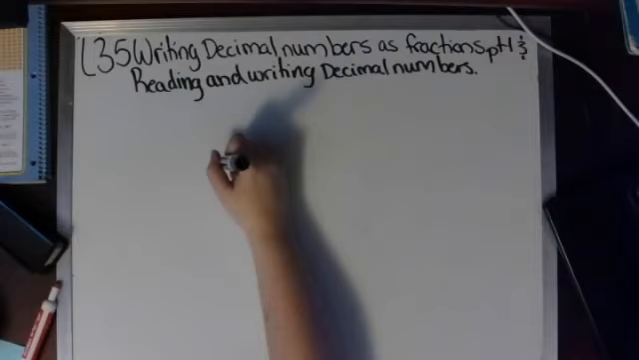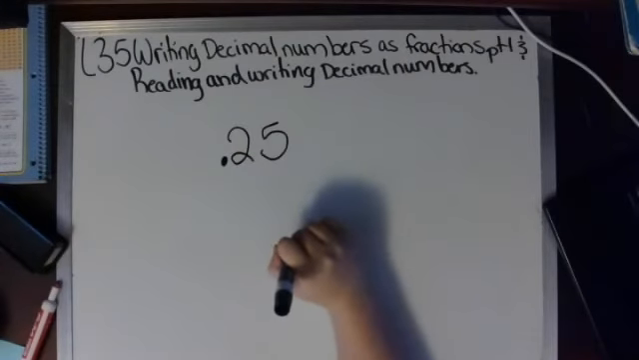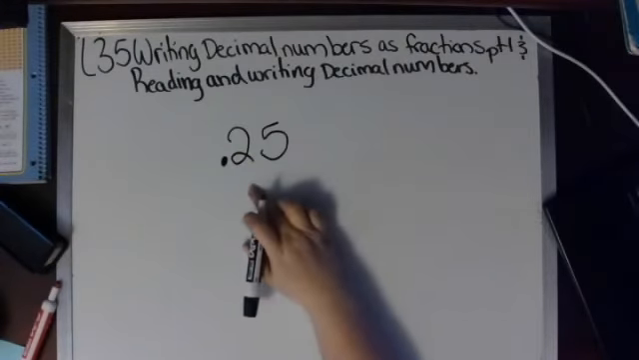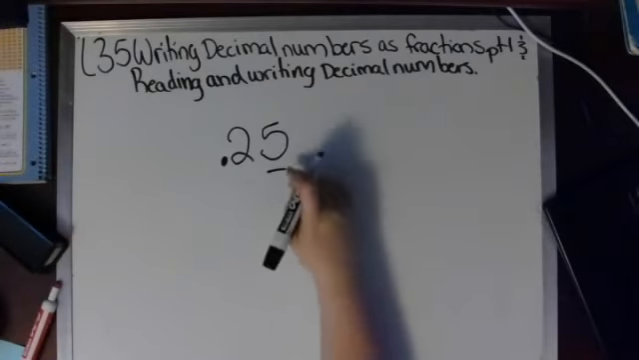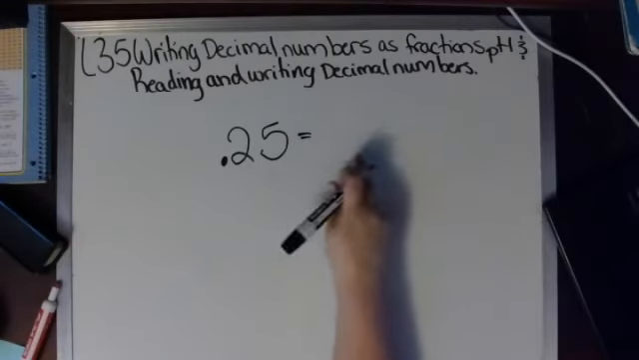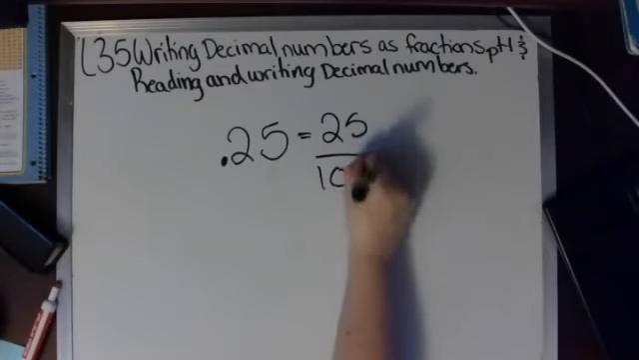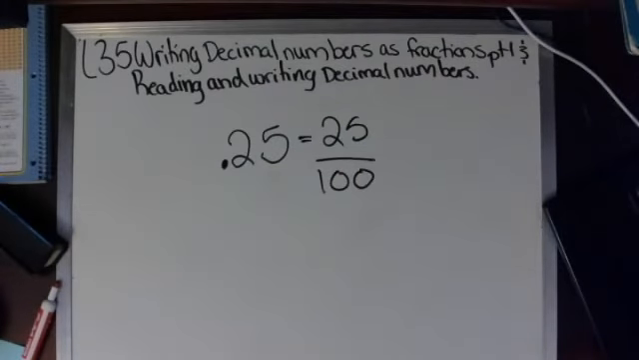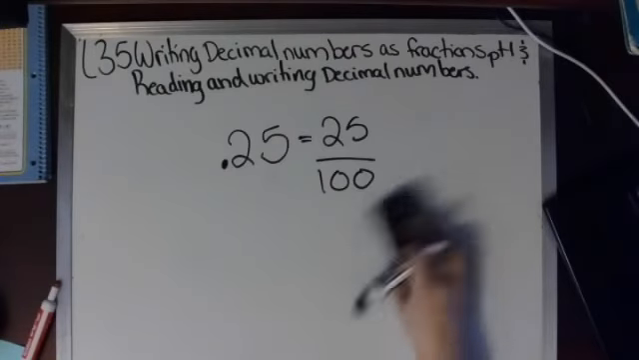This time, let's do 0.25. I say this 25 hundredths because remember, you say the column that you end on, which is the hundredths column. So I say 25 hundredths. The equivalent fraction is 25/100. See how simple? Okay, now here's the not simple part.